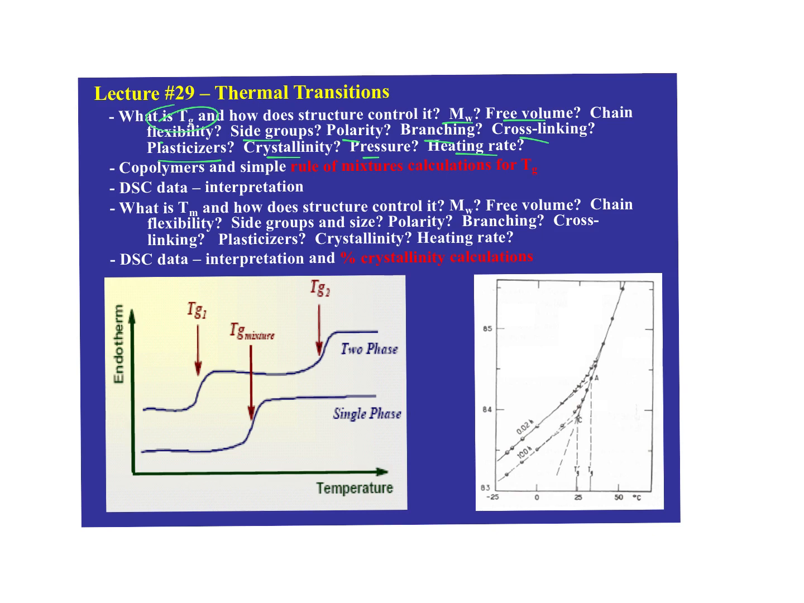We do have some copolymers and simple rule of mixtures for TG calculations. All right, that's really straightforward. Make sure you understand that. And then DSC data interpretation, and I don't mean going back and looking at DSC traces. I mean, if you look at this type of data where you have a single phase versus a two-phase structure, all right, what does that mean?